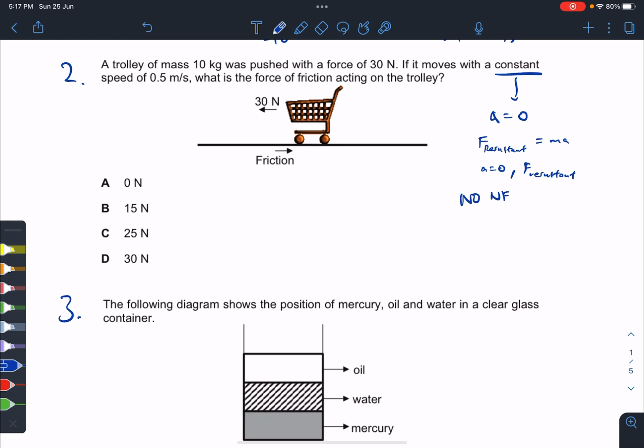So far what we know is we are pushing it to the left with 30 Newton. And there's friction. If there is 30 to the left, friction to the right, and no net force, then they balance each other and cancel each other out. So the friction here is just 30.